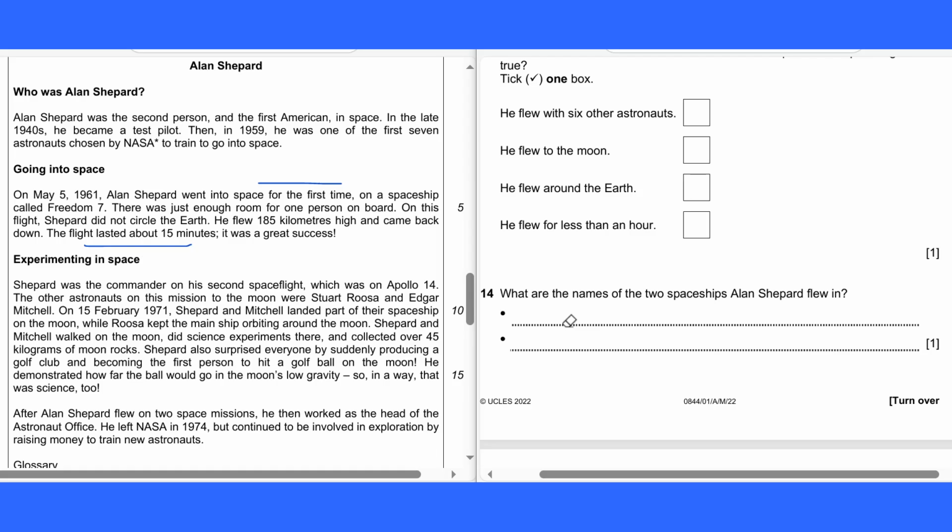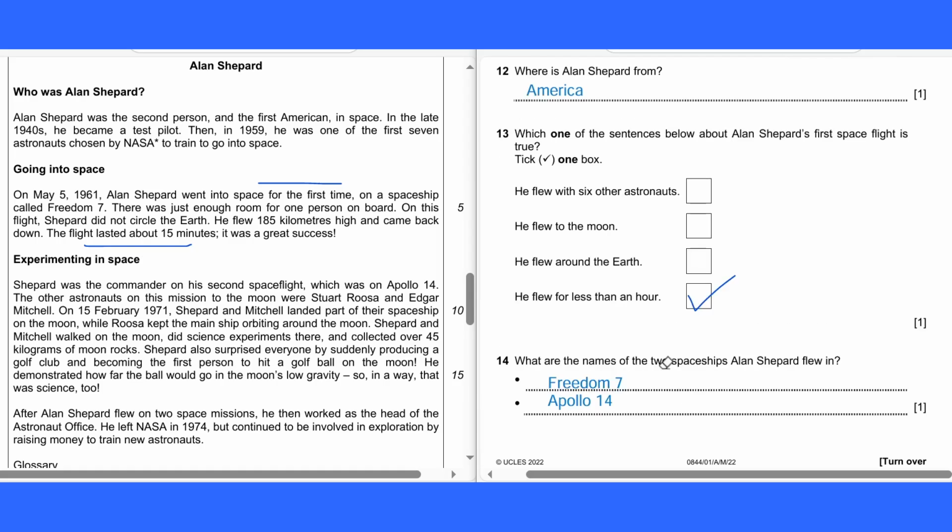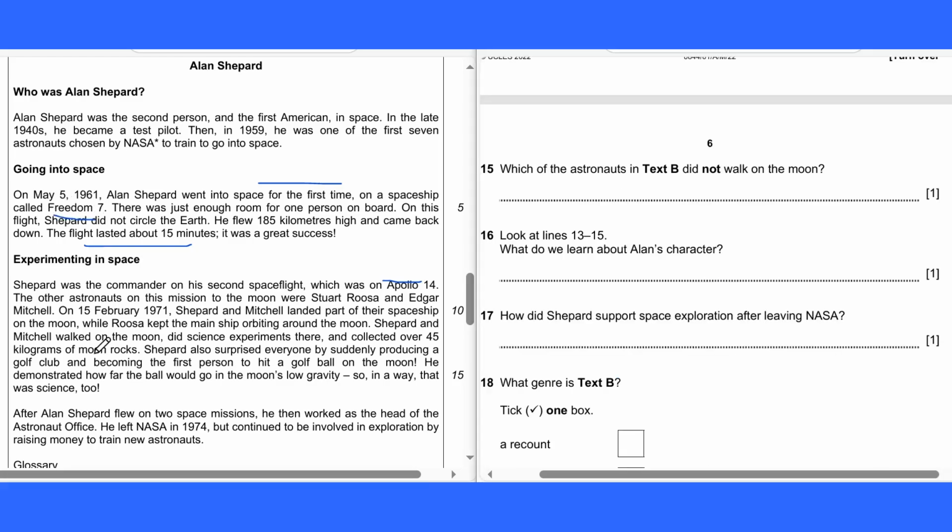Okay guys, time up. Let's check out the answer. So the answer is Freedom 7 and Apollo 14, the 2 spaceships. So Apollo 14 and Freedom 7. Okay, let's move on. So now we are in question 15. Which of the astronauts in text B did not walk on the moon? 10 seconds from now.